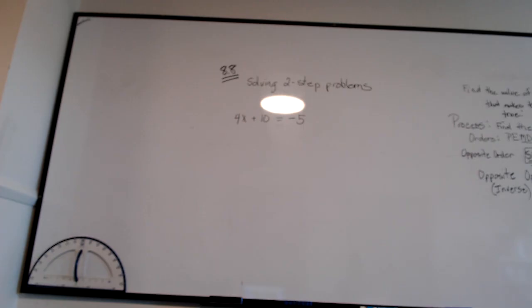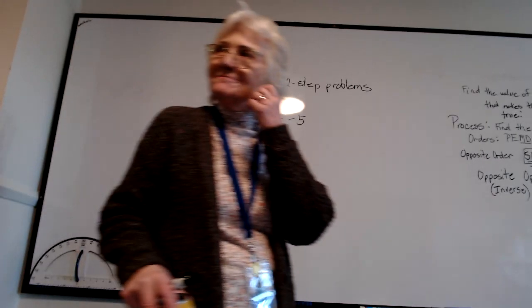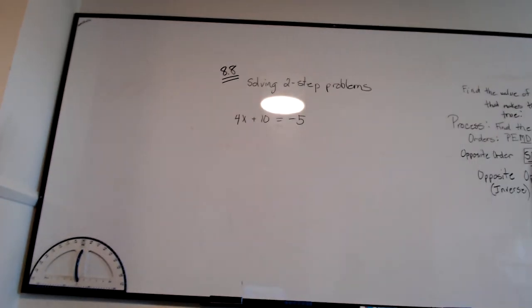Wait, no, because you still have 4x. You got the 4 still, so 4x equals negative 15. Bring your 4 down. You want me to check it? Yes, you should. You always should check.